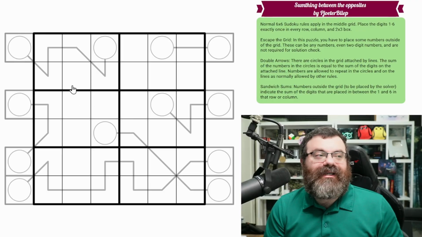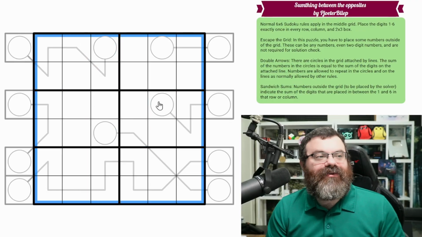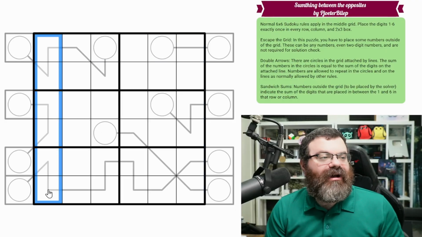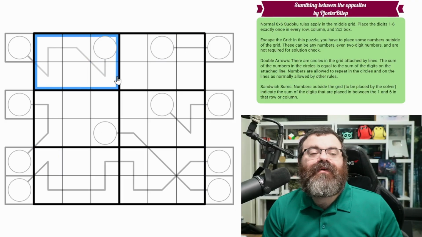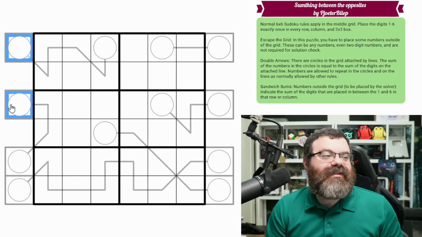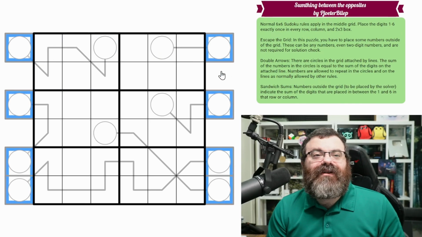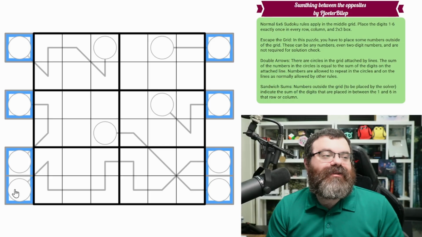We have normal 6x6 Sudoku rules, that's within our big bold region. So each row, each column, and each 2x3 box, we are placing the digits 1 to 6 exactly once each. We also do have some cells that have escaped the grid. We do need to fill them, but they could be filled with any number, including 2-digit numbers, and they aren't required for the solution check.